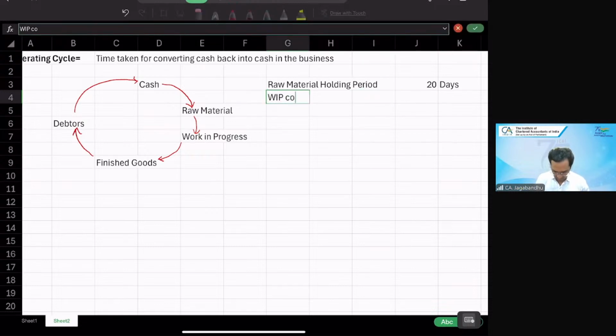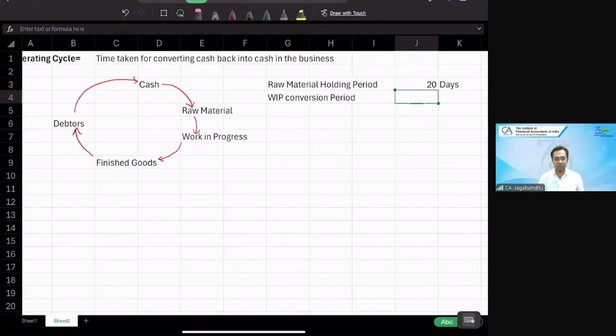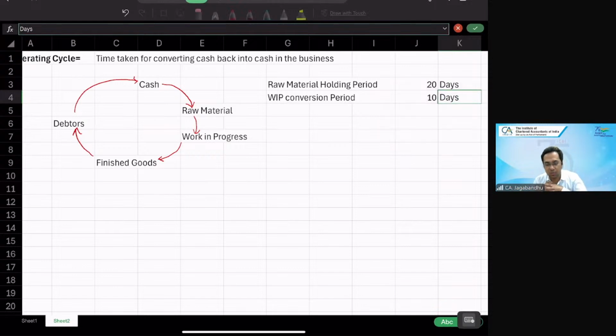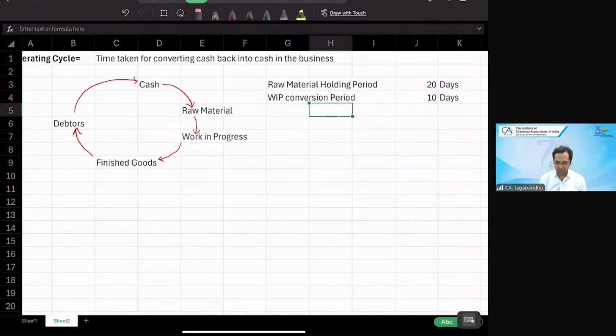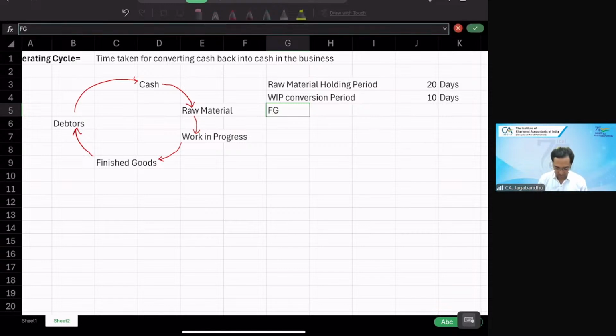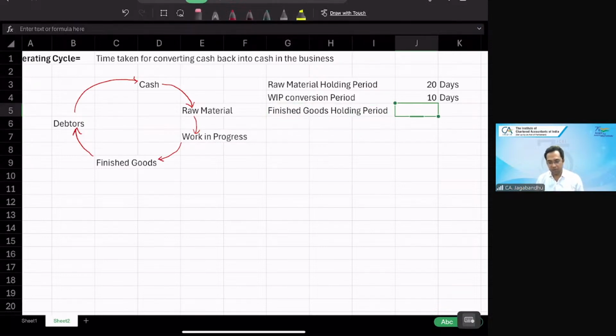So, WIP conversion period. Basically, we are looking at the time you take to convert raw material to finished goods, right? The time lag between raw material nature and finished good nature is your WIP conversion period. So let us say you're taking 10 days for WIP conversion. Then after that, you have finished goods. So you took 30 days for the cash to reach the work in progress stage.